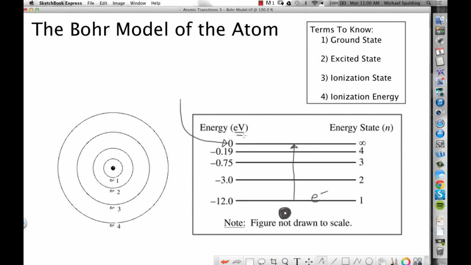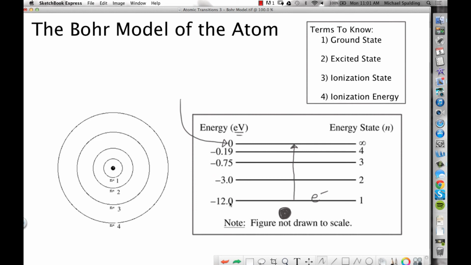Electron volts. The other thing I want you to notice is that as you move away from the nucleus, the energy levels have more energy. It's kind of weird. So notice we're starting with -12, and then we go to -3. What has more energy, -12 or -3? -3. -3 has more energy than -12. And then we go to -0.75. So the energy is increasing as you move away from the nucleus.